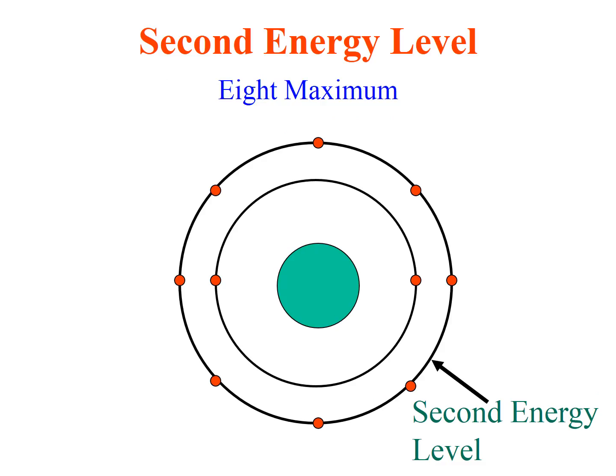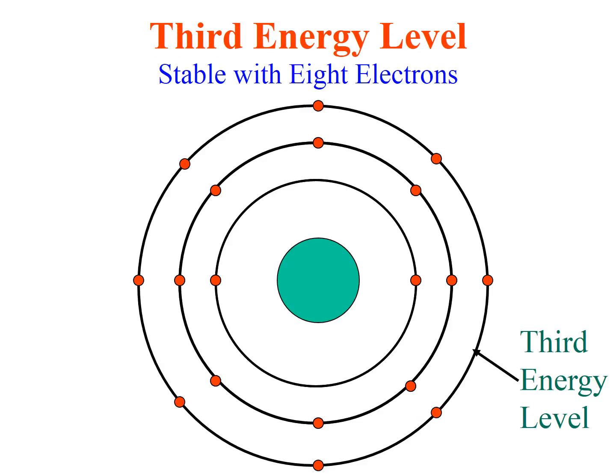This atom shows a second energy level. The second energy level can hold up to 8 electrons. The third energy level is stable with just 8 electrons. It can hold more than 8, but we will not study those atoms in this course.